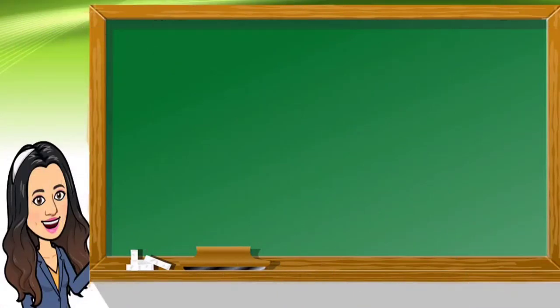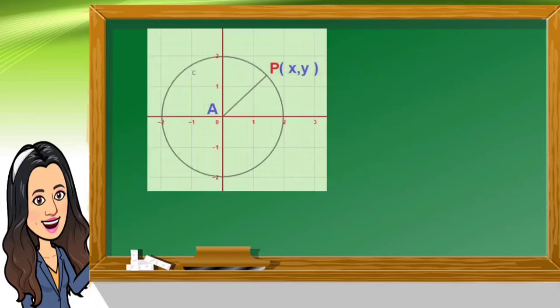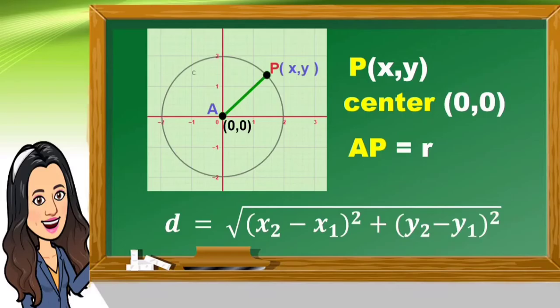Now, let's proceed to our lesson. The equation of a circle in standard form or the center radius form. To understand about it, let us have this illustration. Circle A lies on the coordinate plane where the center is at the origin. Let point P(x, y) represent any point on the circle where the center of the circle is the origin with coordinates (0, 0). Segment AP is the radius of the circle, and to find the length of the radius, we will use again the distance formula.